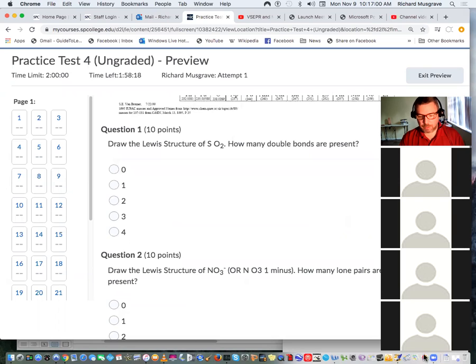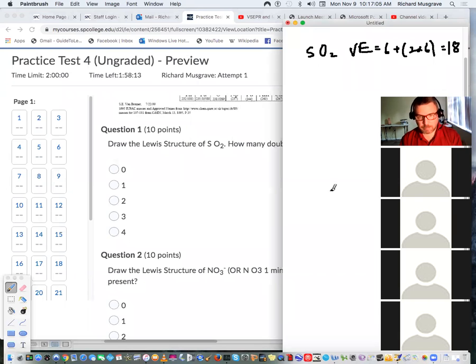All right, so we've got SO2. So we know that it's going to be S and O bonded together once. And then we put in the electrons on the outside to make the oxygens happy. And we've used a total of 16 so far, if you count them all up. And that means there's two left over, and those go on the sulfur.